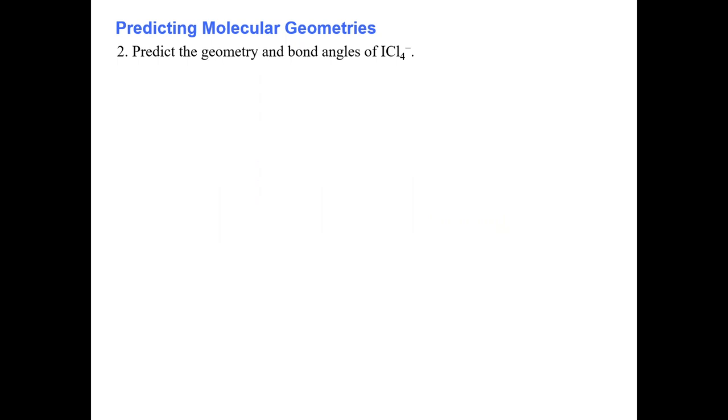Go ahead and do the same thing for ICl4-. Please pause the video to draw out the Lewis structure, and then count the number of electron groups so that you could figure out the geometry and the bond angles. And then try to draw this using the straight lines, solid, and hatched wedges. And when you're ready for the answer, click play.